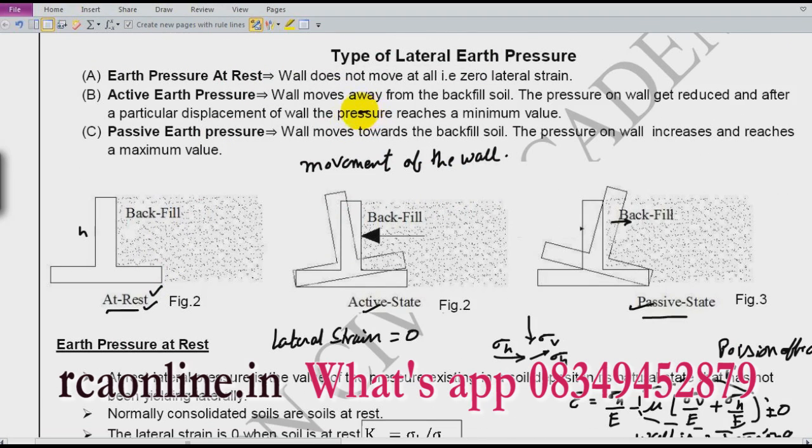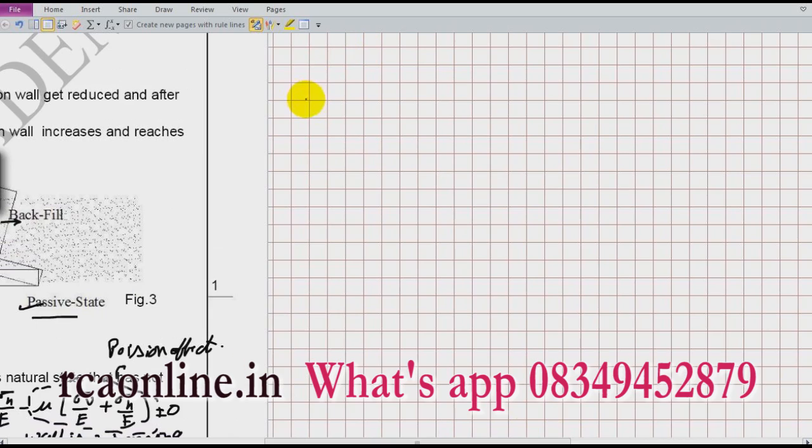So, we have three types of wall movement. One is the wall at rest, the wall is not moving. Another is the wall moving away from the backfill, and one is the wall moving towards the backfill. The wall moving away from the backfill is known as active state, and the wall moving towards the backfill is known as passive state. So, we have three stages: one is at rest, active, and passive.